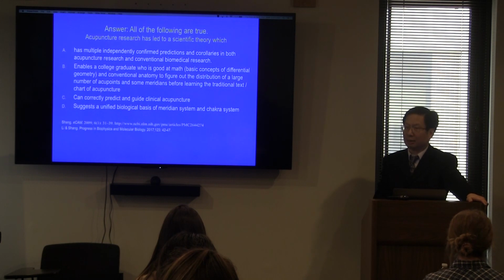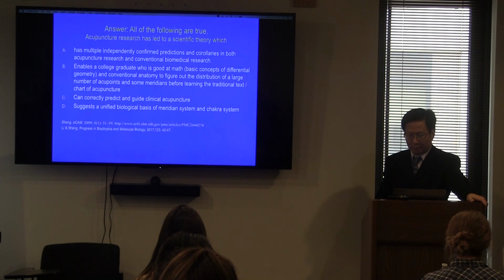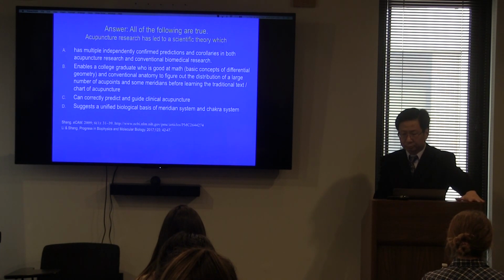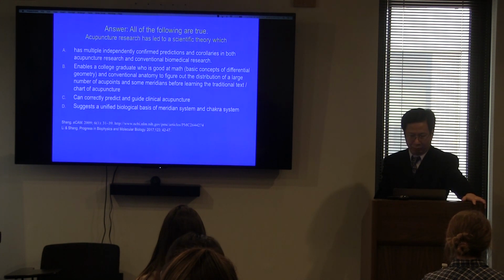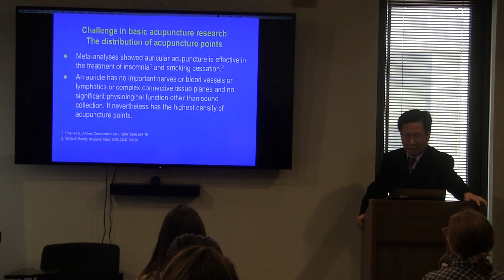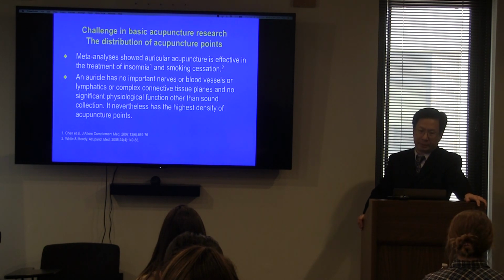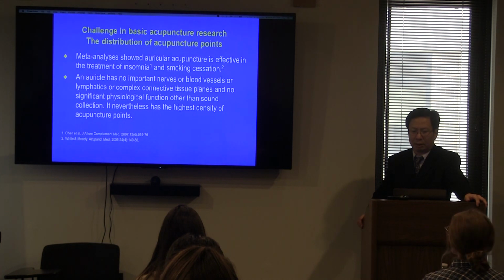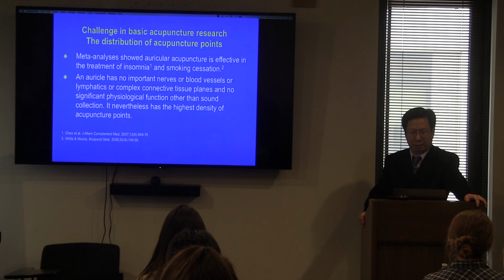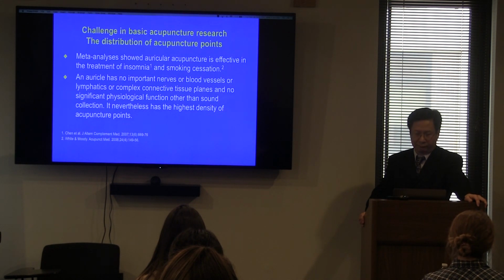So the challenges in developing the biological model for acupuncture are several. One is the distribution of acupuncture points, as I mentioned earlier. The distribution is often different from the distribution of the nerves or blood vessels or lymphatics, and even connective tissue planes.